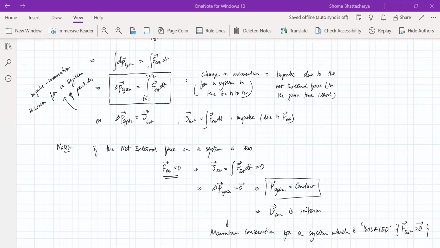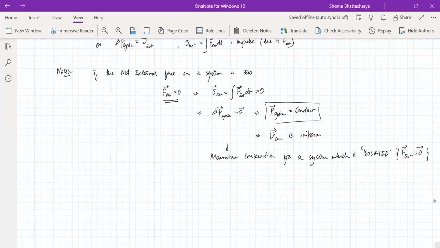Yes, if net external force is zero, then momentum will be conserved. But the way we express the conservation of momentum will become somewhat different, because if mass is not constant, then momentum being constant does not mean that the velocity of the center of mass is uniform. So we will come to that separately in a section called variable mass systems. But at the moment we are applying this definition to a system of particles which is of constant mass, not variable mass.